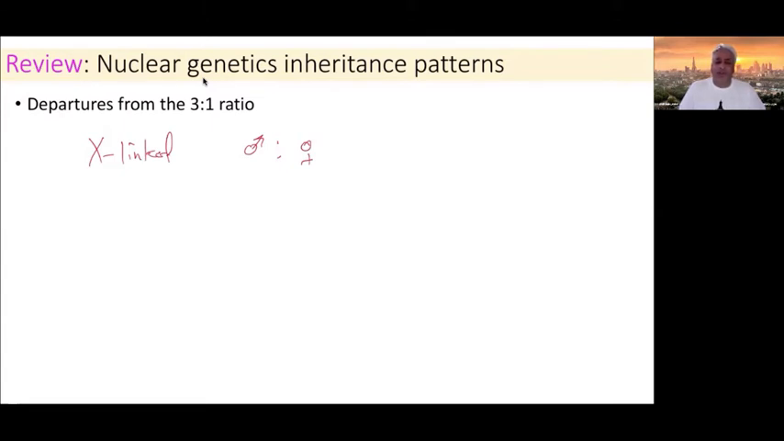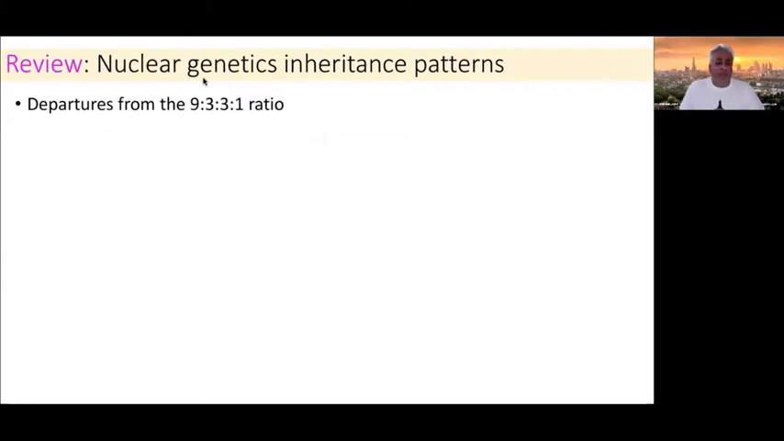There's other instances too. You can get a ratio of 2:1, not 3:1 sometimes, when you're looking at lethal genes, where a particular combination of alleles causes the death of that individual, therefore reducing the number of progeny that are available in their classes. So these are all indications of departures from simple Mendelian inheritance to more complicated versions.